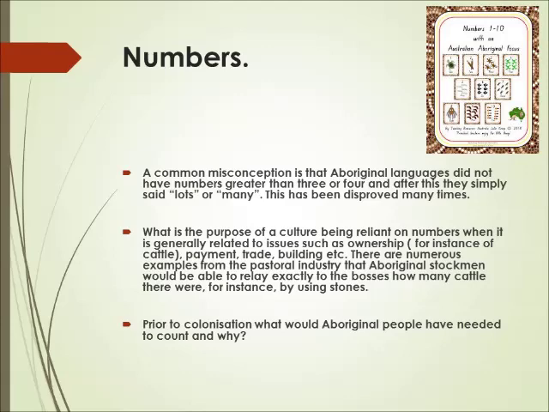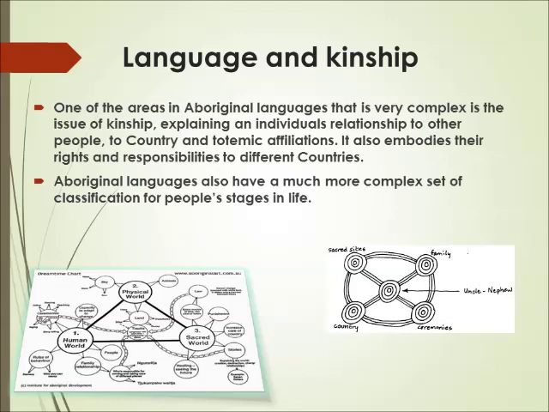But one of the predominant ways that European languages have been seen to be superior to Indigenous languages is through numbers. So there is this idea that Aboriginal languages didn't have any numbers above about 4 or 5, and they just saw lots or many. And while this has been disproved many times, there are a lot of people who still see this as a truism.